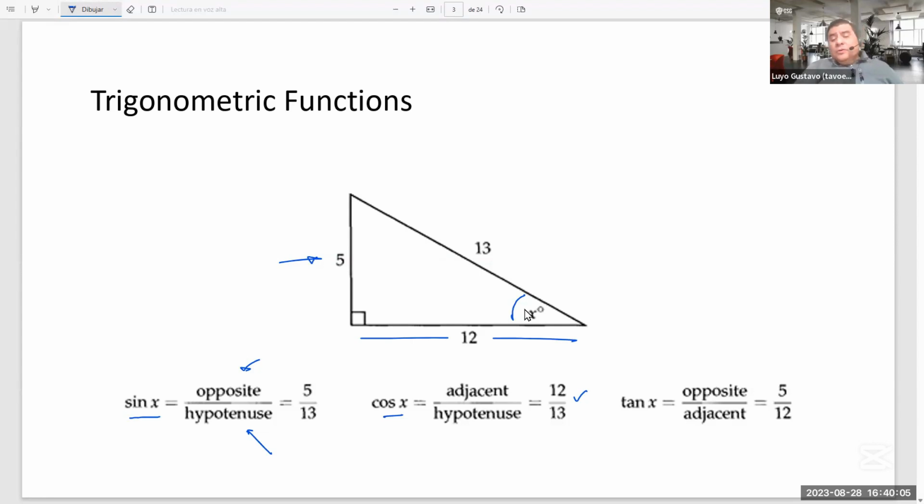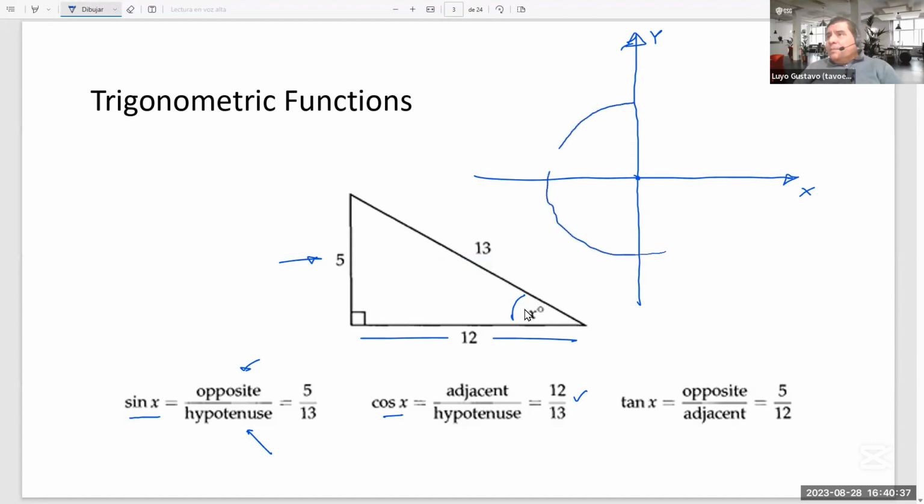Remember that if you prefer to use the other notation, use the notion of the trigonometric circle, which is just imagine a circle centered on the origin of geometric coordinates, like y and x axes. Imagine there is this circle whose radius is 1. So here is 1, here is 1, -1, and -1.